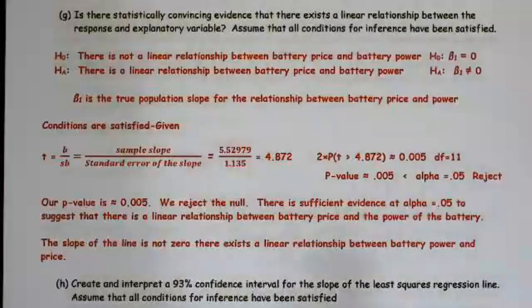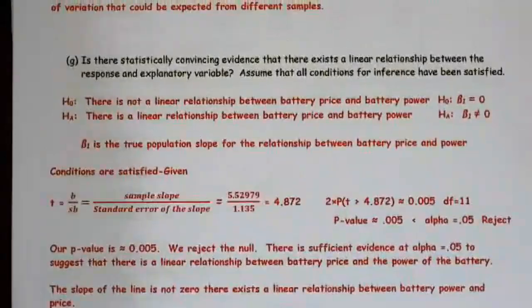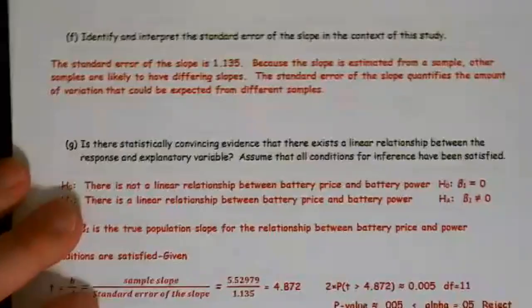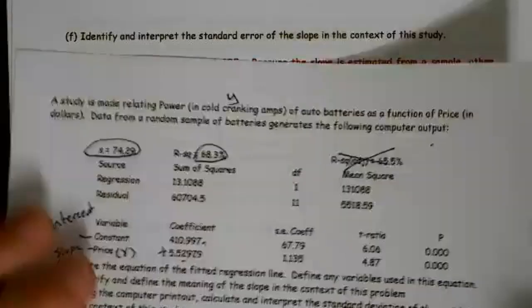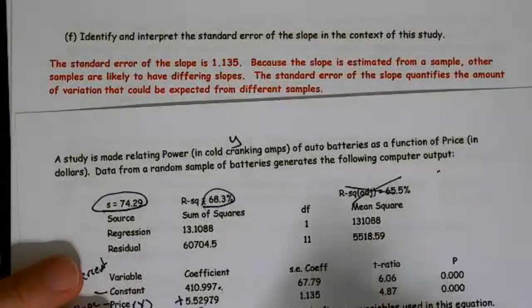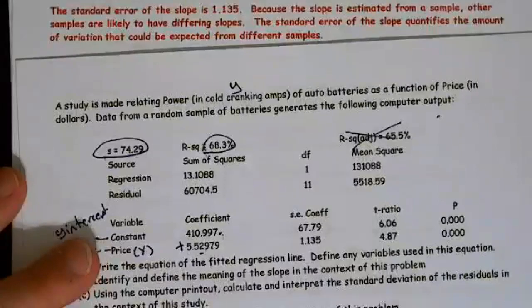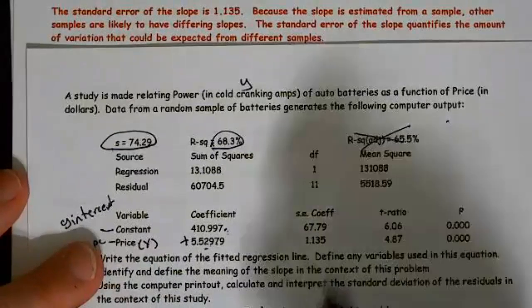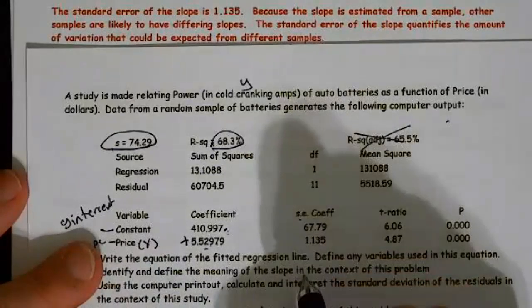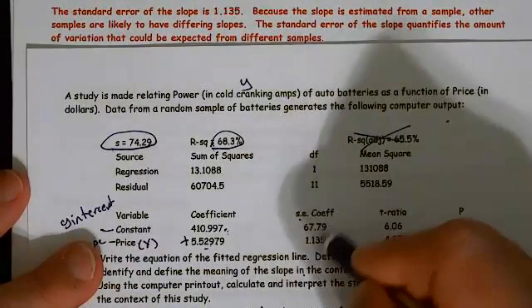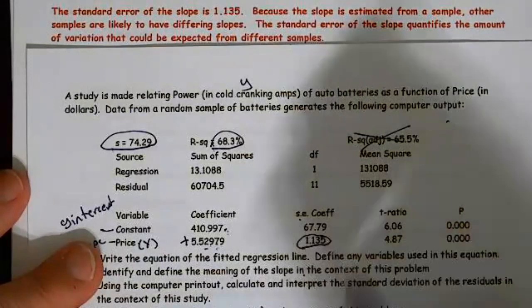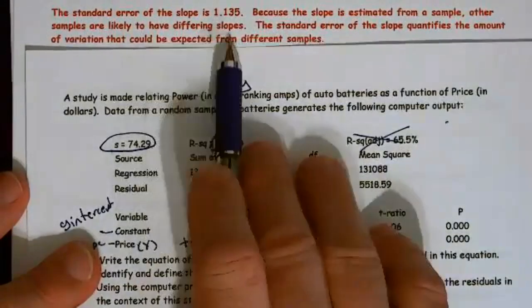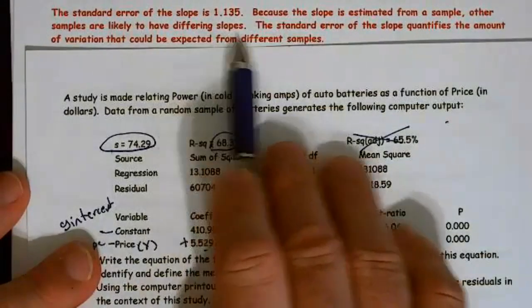Identify and interpret the standard error of the slope in the context of this study. Well, that tells me I am looking on the slope row, because I'm looking for something that deals with slope. Sometimes this will say standard deviation, sometimes it'll say standard error, but it's the next thing next to the slope. So this is my standard error. And the standard error of slope is 1.135.